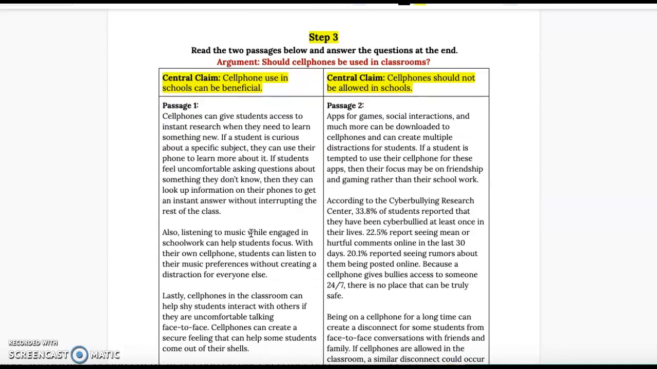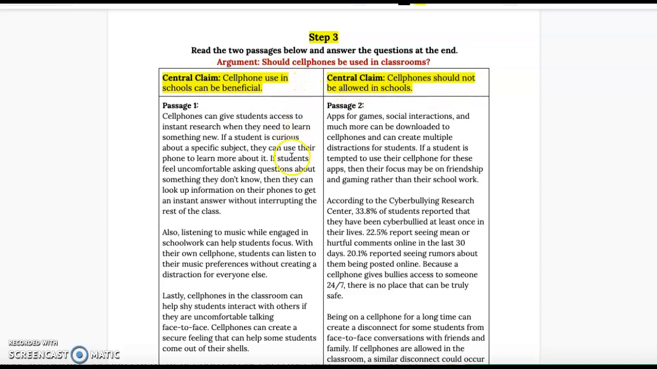Okay, here's your work for today. You're going to read the 2 passages below and answer the questions at the end. Here's our argument. You're going to love this one. Should cell phones be used in the classroom? So we've got right here the yes side. Cell phone use in schools can be beneficial. That's the claim for the yes side. There's also a claim for the no side. Cell phones should not be allowed in schools. So here we have the for side, the against side.